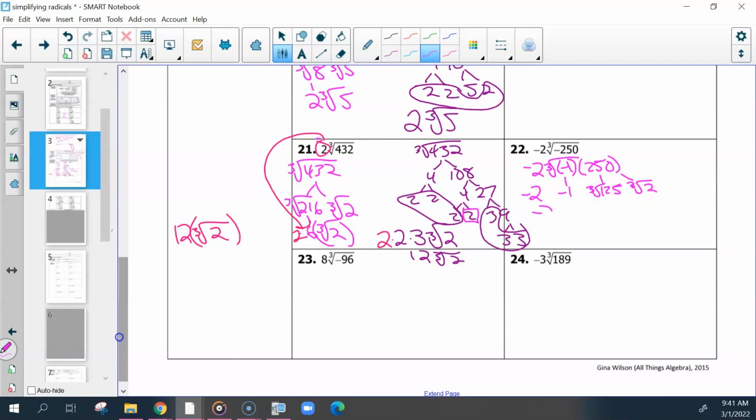We have -2 times -1. The cube root of 125 is what? 5. And then times the cube root of 2. So -2 times -1 times 5 is positive 10.